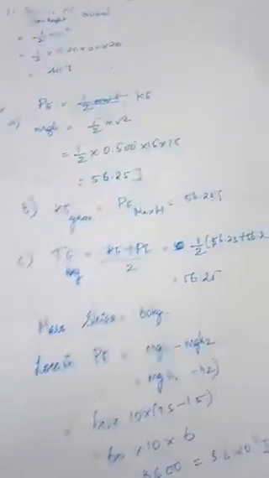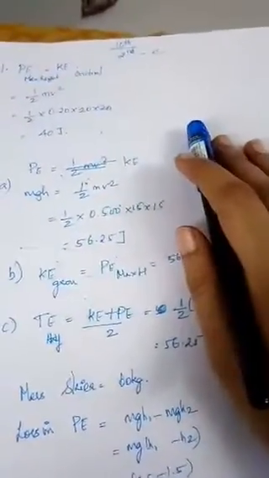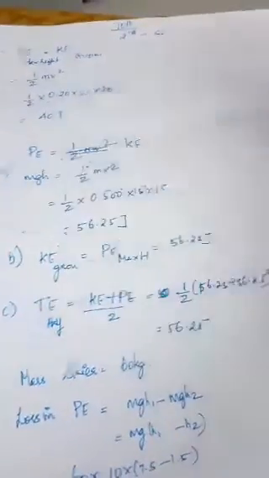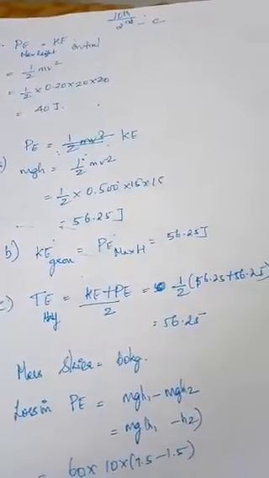Good morning, 10th standard. So the last topic of your chapter 2 is on your numericals. So section C, numericals, here it is. So the first sum, they have asked us to calculate the potential energy provided with your kinetic energy.